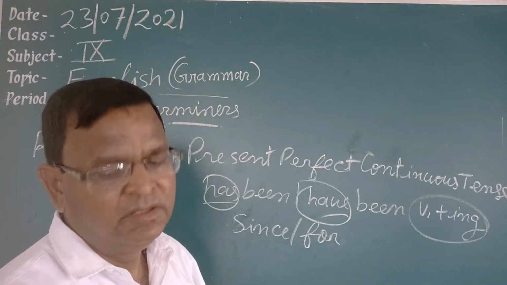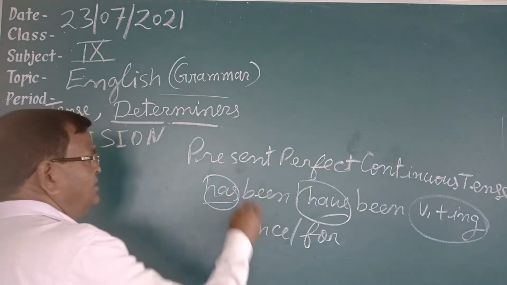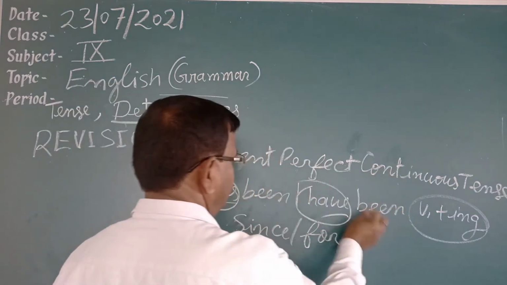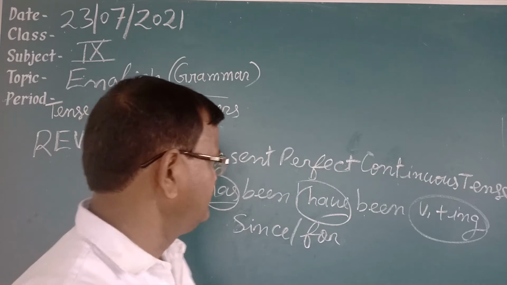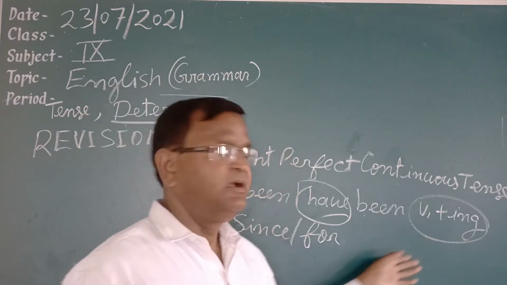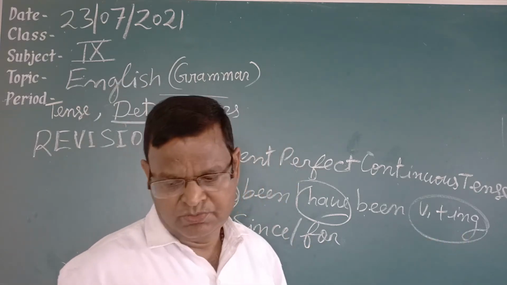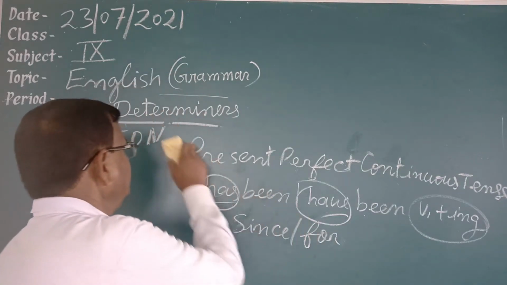Like that. In this way, students, in present perfect continuous tense, has been and have been, there are two helping verbs and verb first form plus ing used, and two words since and for are used for showing time. Now see the past tense.